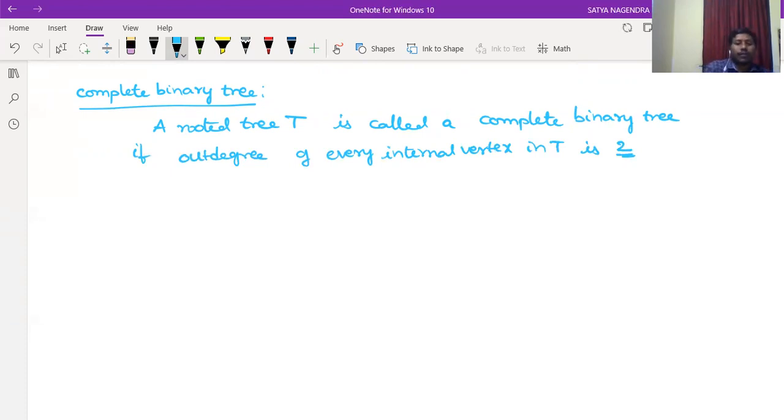Okay, see this. I'm taking this as the root vertex A, B, and joining these vertices first, C, D like this. Next, I'm taking 2 more vertices from B.